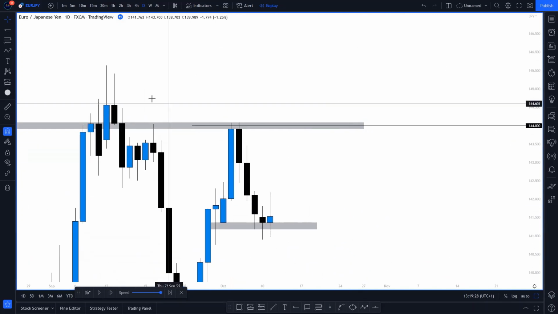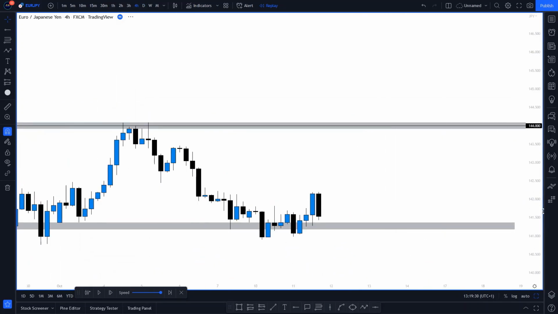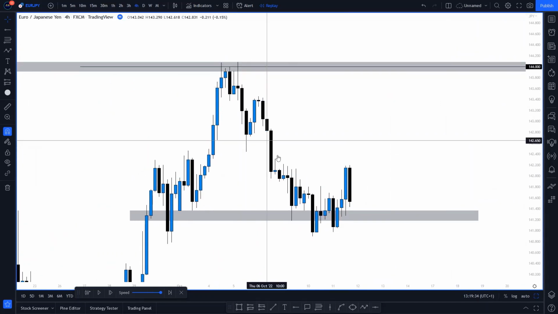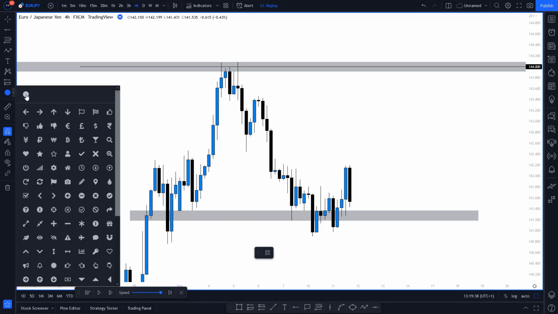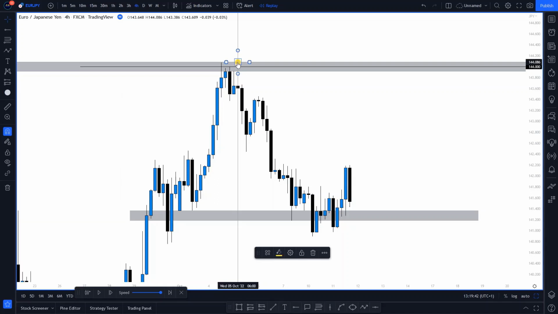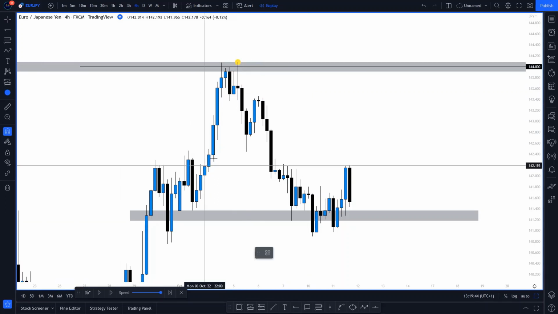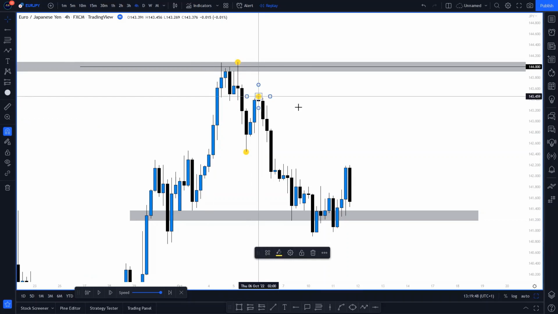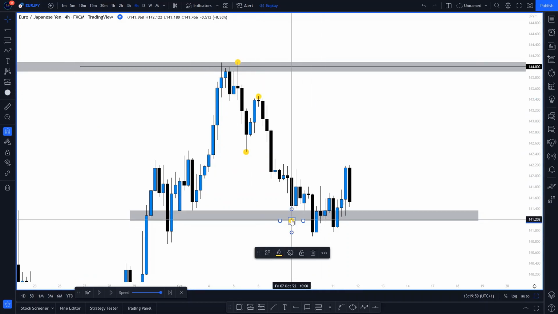So onto the 4-hourly now, what you'll see is that price, when it came pushing down, when it was coming to the downside like that, I use this tool right here on my TradingView. I use the circle tool, find it very helpful and clean. So when price tapped into 144, it created the high, then came down and created a lower low, then created that, and then came all the way down. So you can see that's bearish market structure.